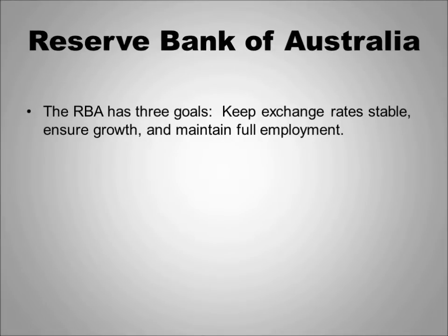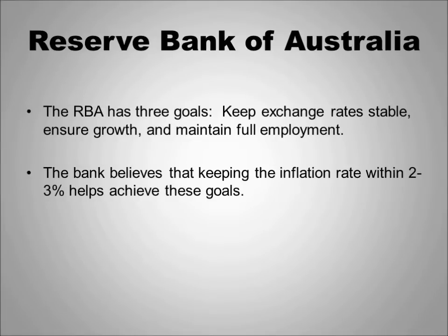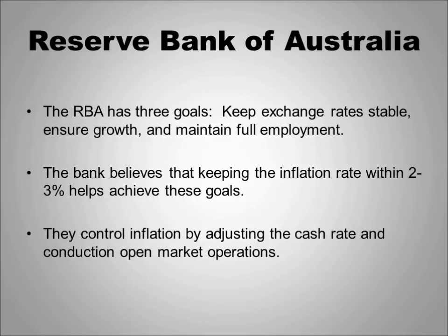Okay, so let's talk about the RBA, the Reserve Bank of Australia. That's what they call their central bank. Here's what we need to know. They have three goals: keep the exchange rate stable, ensure growth, and maintain full employment. So they want to lower that unemployment rate as much as they can. Also, the bank believes that keeping the inflation rate within 2 to 3% helps the Australian government achieve those goals.